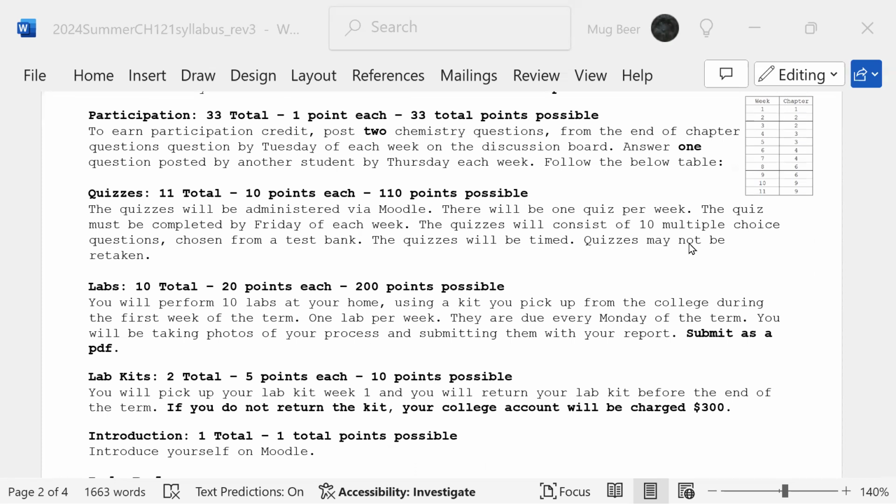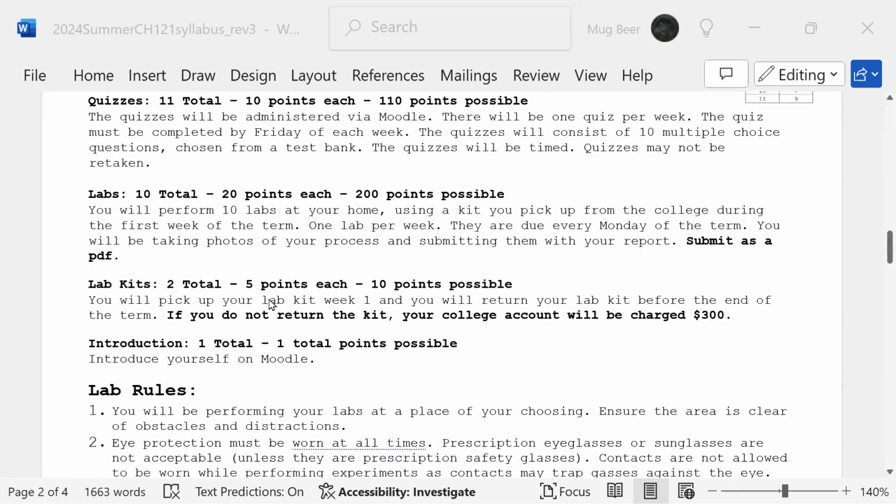You'll be picking up the kits the week before, not just picking them up, but going through them and making sure everything is in there. And then you'll be doing those at home again, submitting those as a PDF. You're going to get 5 points for picking up the kits, 5 points for dropping off the kits. If the kits do not get returned to the college, your account is going to be charged $300 because that's almost what it's going to cost me to replace it. And then you're going to get a point for introducing yourself on Moodle.